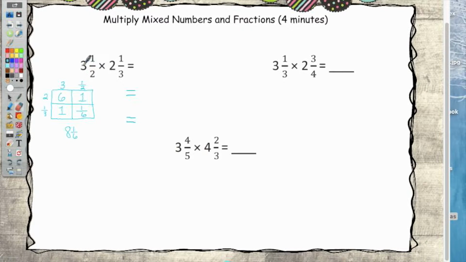Lorenzo, how do I change this to an improper fraction? Multiply 3 times 2, equals 6, plus 1 equals 7, so it's going to be 7 halves times. And Gavin, do the next one. Change this mixed number to an improper fraction. 2 times 3 equals 6. Plus 1 equals 7. So it's 7/3. So what's 7 times 7? 49. 2 times 3.